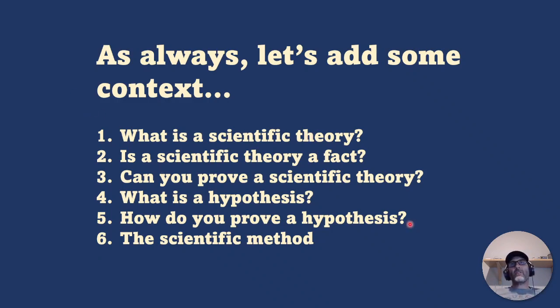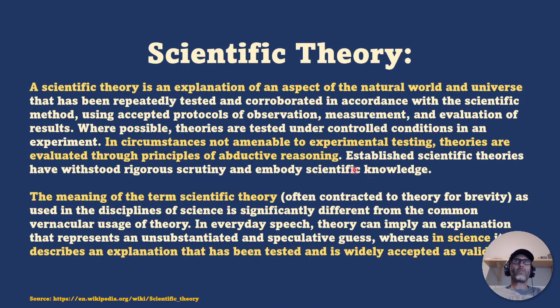I like to start every video with some definitions just to make sure there's no ambiguity of any terms. Some of us haven't been to a science class in 30 or 40 years, so we'll just go over some scientific terms. What I'm going to go over in this chapter is: what is a scientific theory? Is a scientific theory a fact? Can you prove a scientific theory? What is a hypothesis? How do you prove or support your hypothesis? And the scientific method. A scientific theory is an explanation of an aspect of the natural world and universe.